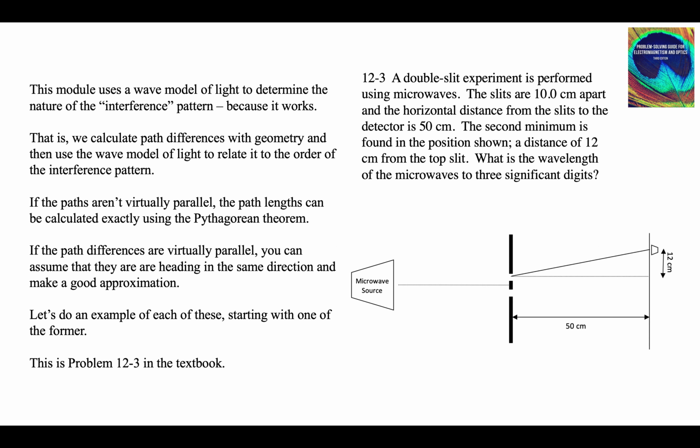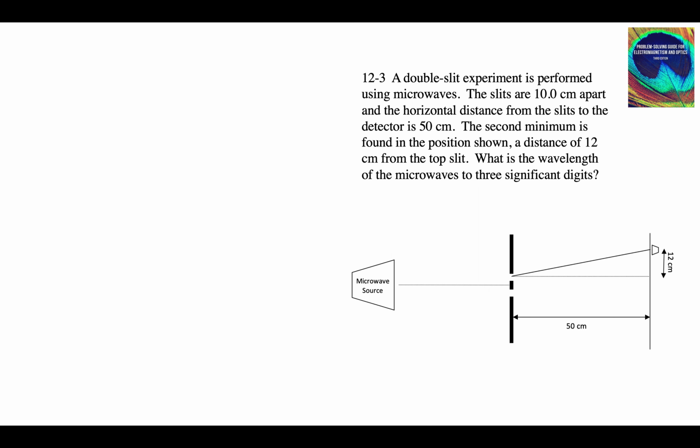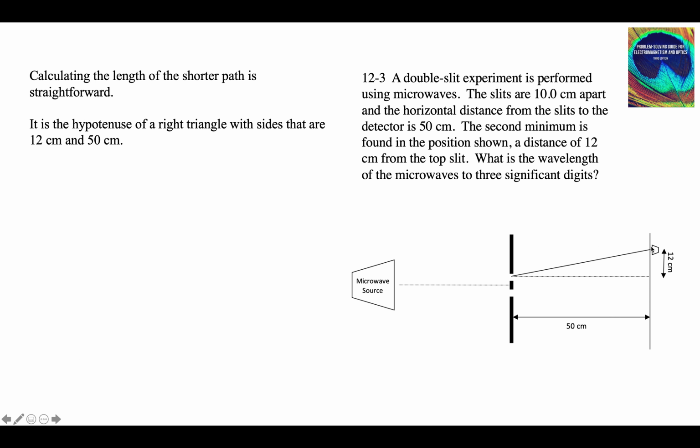So we're going to calculate the two path lengths. The first path length is pretty straightforward. The short path length is from here to here, the top slit to this point. That's 50 centimeters, that's 12 centimeters. We can use the Pythagorean theorem, and we get 51.420 centimeters.